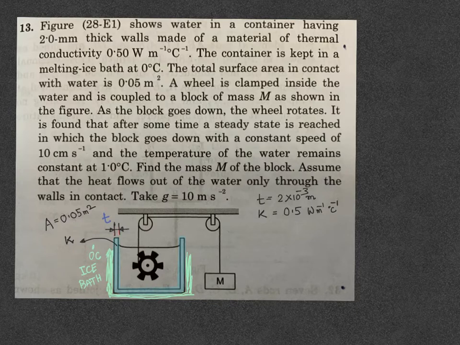Okay. So you have to know that the temperature of the water remains constant at 1 degree Celsius. It is found that after some time, a steady state is reached, in which the block goes down with a constant speed, and the temperature of the water remains constant at 1 degree Celsius. Find mass m of the block.